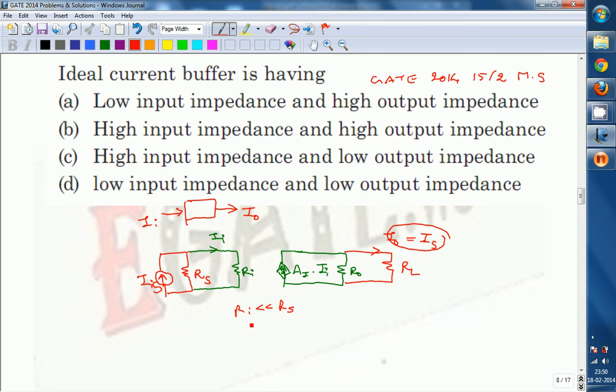So that is low Ri it requires. Ideally Ri has to be 0. If it is 0, then the total IS flows in, so you can say II is equal to IS. Next, that current is multiplied by the current gain AI, and you get a current source over here. This is the current source AI into II.